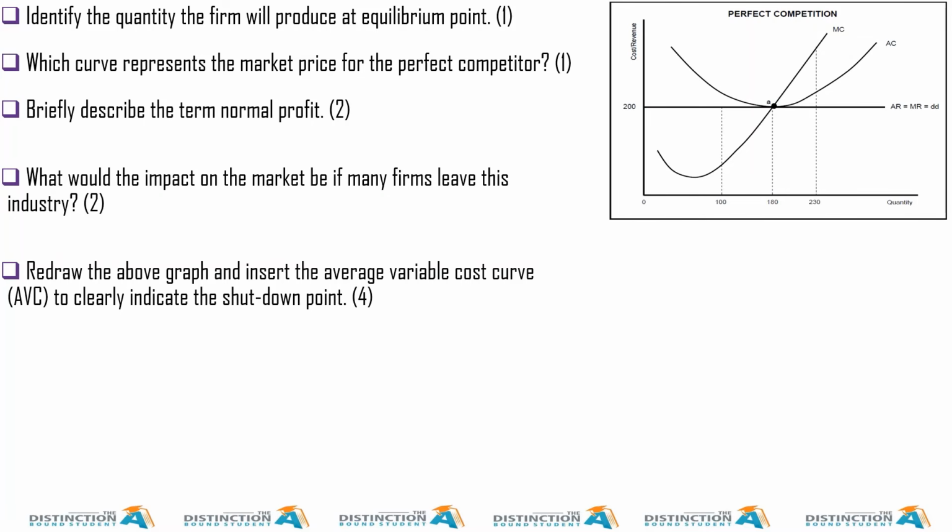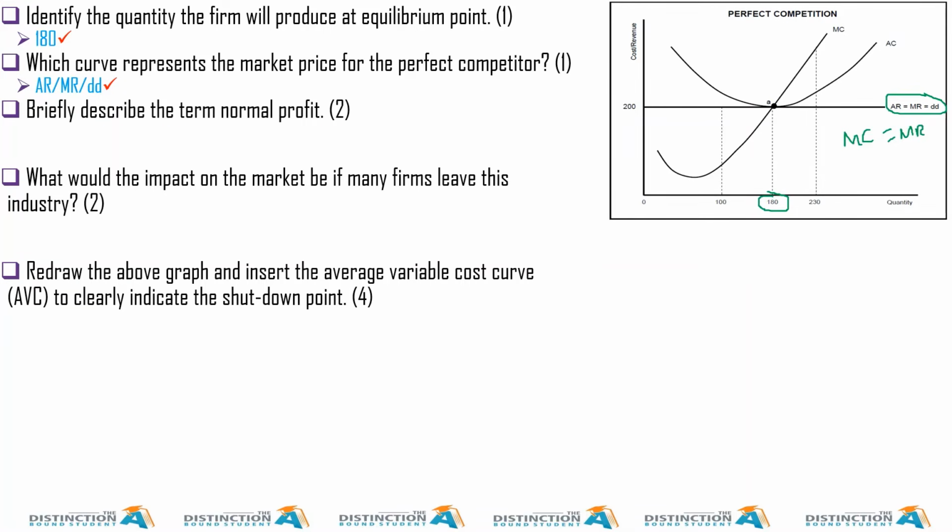All right, identify the quantity the firm will produce at equilibrium point. Right, that will be 180. Why? Because that's where MC intersects MR. And this is a rule, like I mentioned before. All right, so that will be 180. Which curve represents the market price for the perfect competitor? It will be this one here, AR, MR, D, that one.